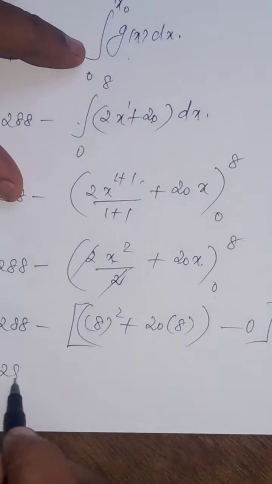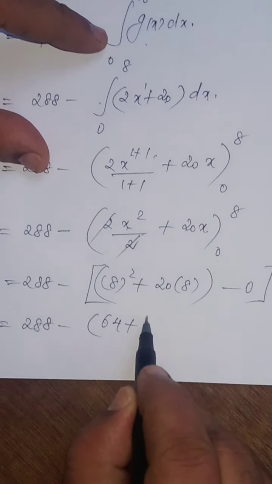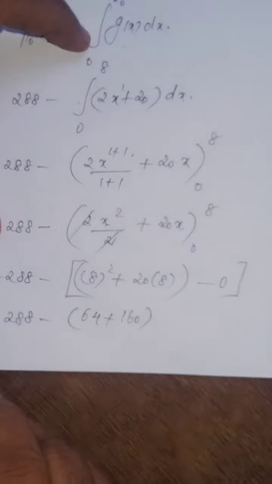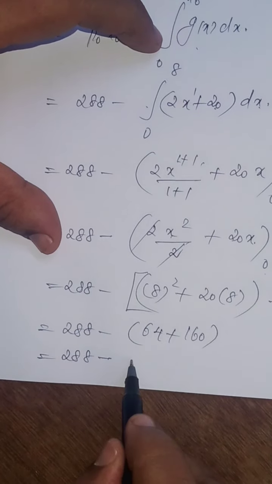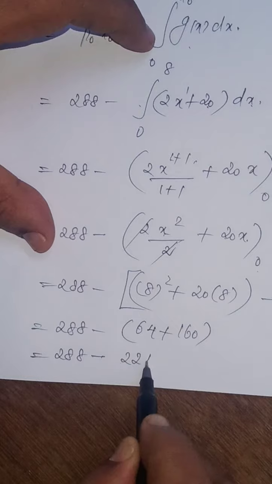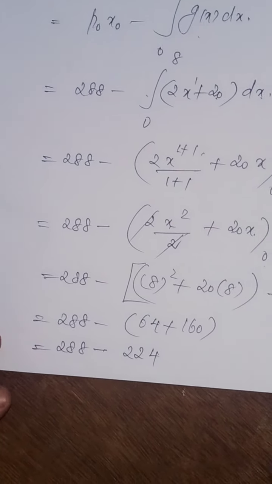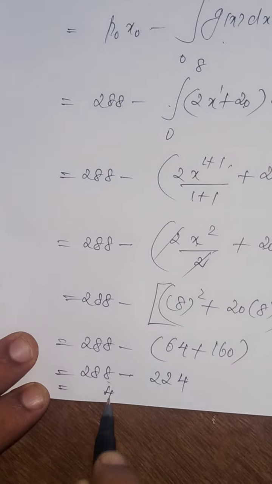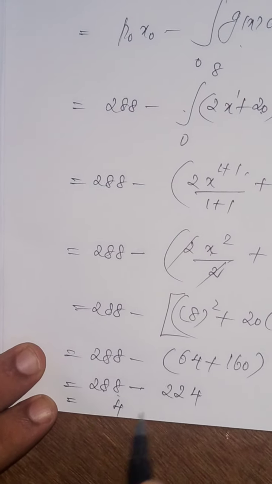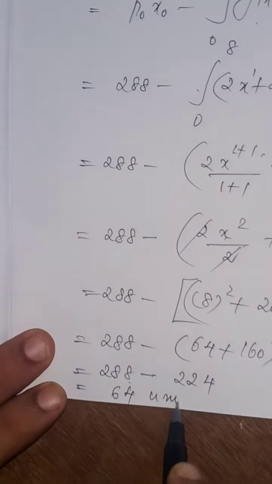Equals 288 minus, 8 squared is 64, 20 into 8 is 160, add together 224. 288 minus 224: 8 minus 4 is 4, 8 minus 2 is 6, 2 minus 2 is 0. So 64 units.